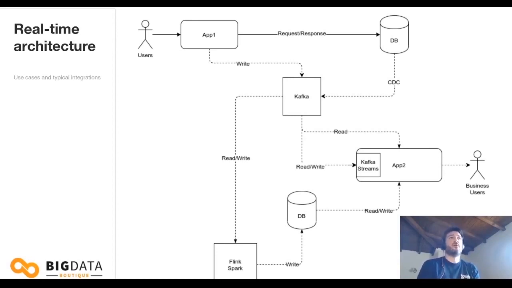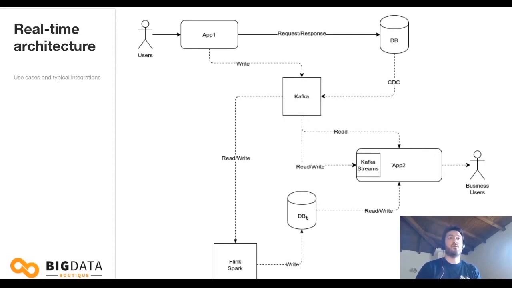Once we have that information in Kafka, we can start processing it, and for that we typically use a real-time framework. Some possibilities are Flink and Spark, as we see here, which basically read from Kafka, store that information or process it in a database, or store it again in Kafka to be used directly from another application.